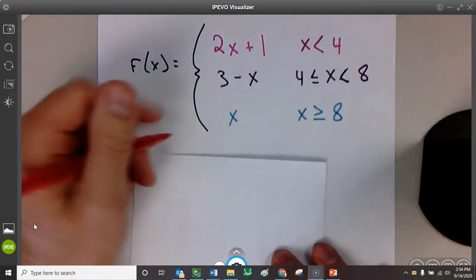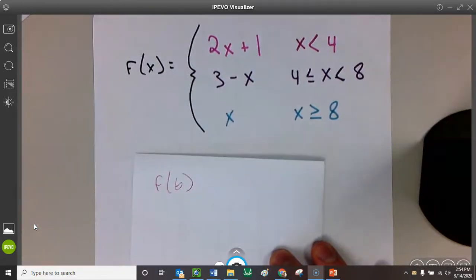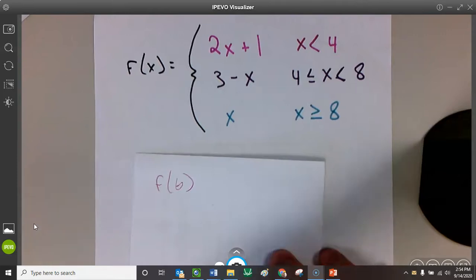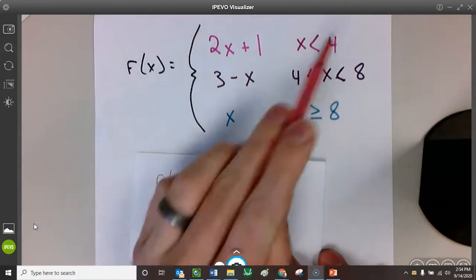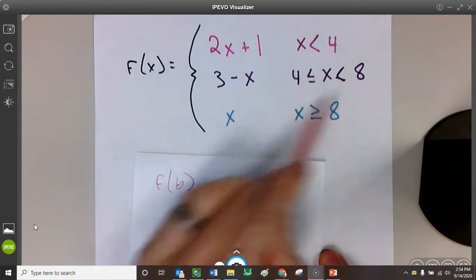Okay, let's try another one. Let's try f of 6. It says to go in there and plug in a 6. But where? I got 3 choices. Okay, is 6 less than 4? No. Is 6 between 4 and 8? Yes. So here's my equation. Ding, ding, ding.